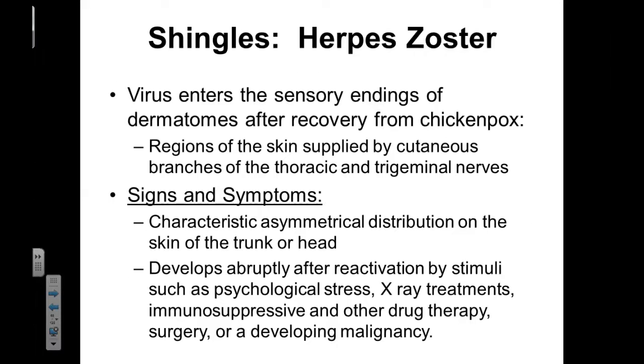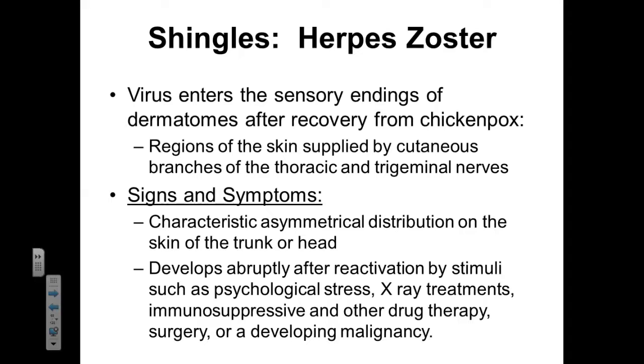Closely related to chickenpox is shingles, or herpes zoster. The virus that causes this disease will enter the sensory endings of the dermatomes after recovery from a chickenpox infection. The dermatome is a section of skin that is all innervated by one thoracic nerve, and there are 4 horizontal bands of skin that travel down the body.